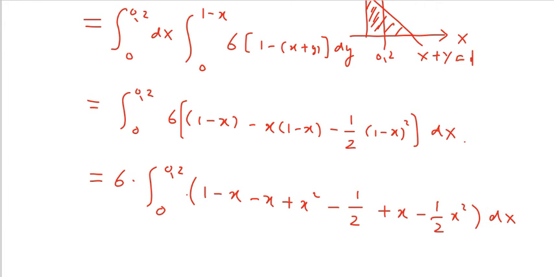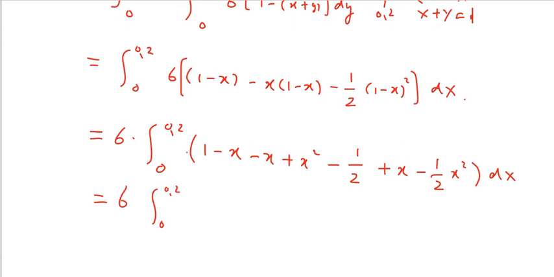dx. So simplify a little bit. The constant is 1, so x, negative x squared, plus half x squared, dx. Okay, now this integration is easy.